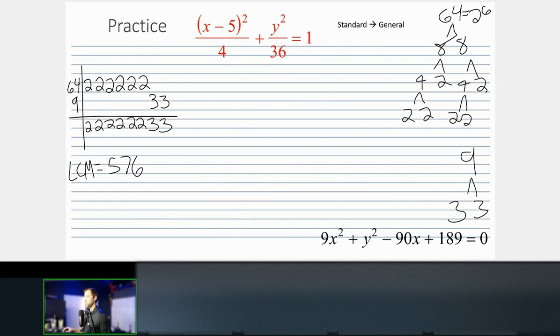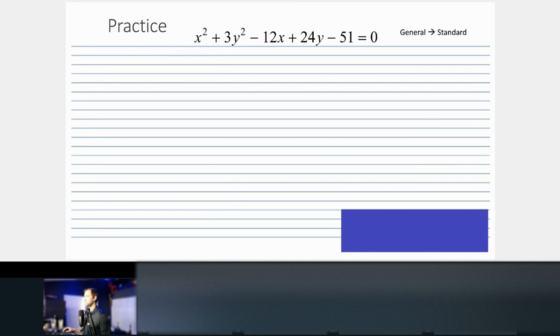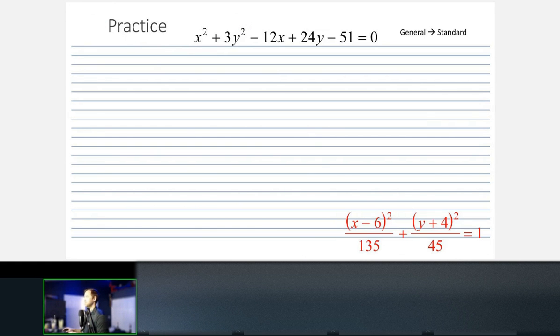All right, going back to the one that we skipped. This one right here, from general to standard. Let me show that answer real quick. That answer should look like this: x minus 6 quantity squared all over 135 plus y plus 4 quantity squared all over 45 equals 1. So that is that answer.